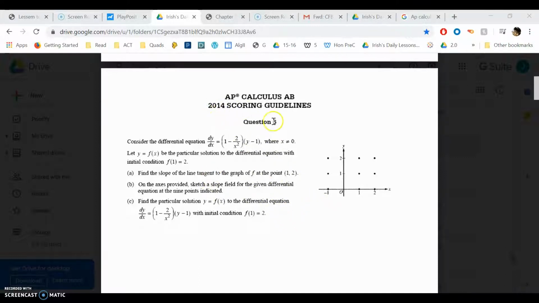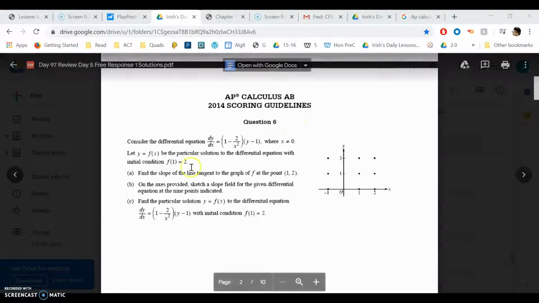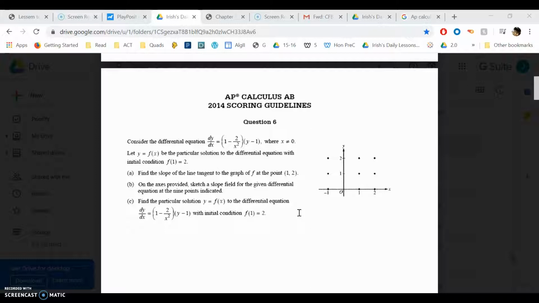So this is one from 2014, question 6. So this means no calculator. If it's a question 1 or 2, it would be calculator, but this one's no calculator. So I want you to try this, pause the video, see how much you can get done, just like it would be like an actual AP, then unpause it and see what you got compared to what I got. Okay? Ready, set, go.